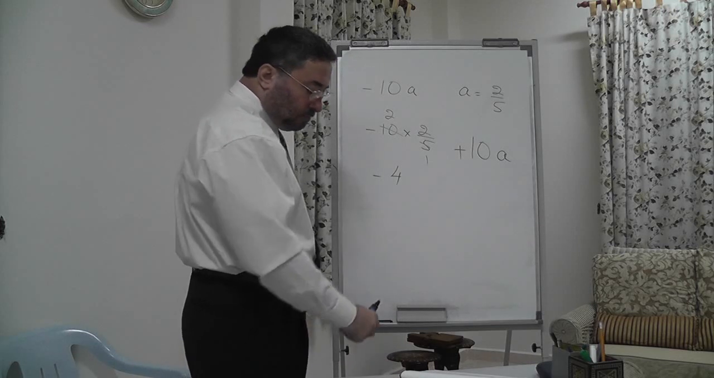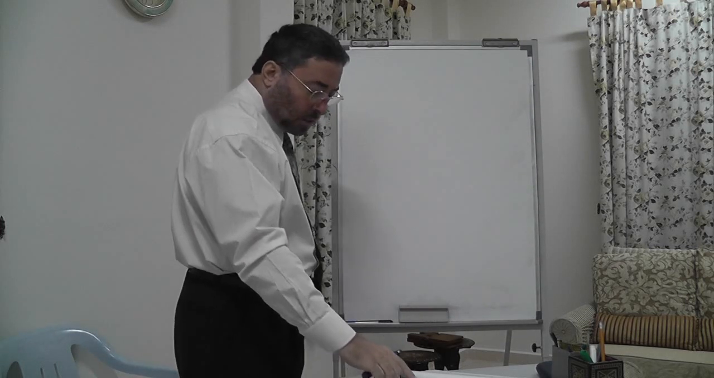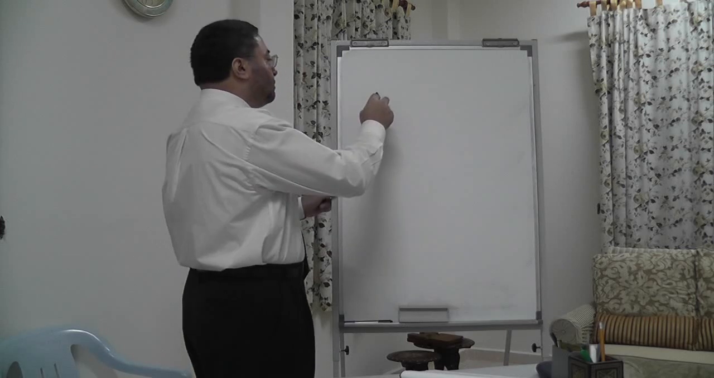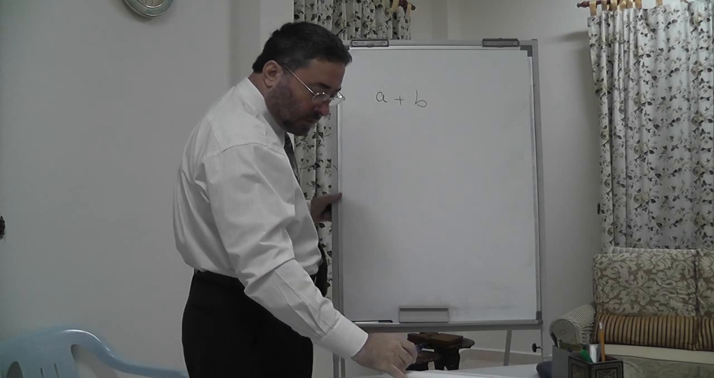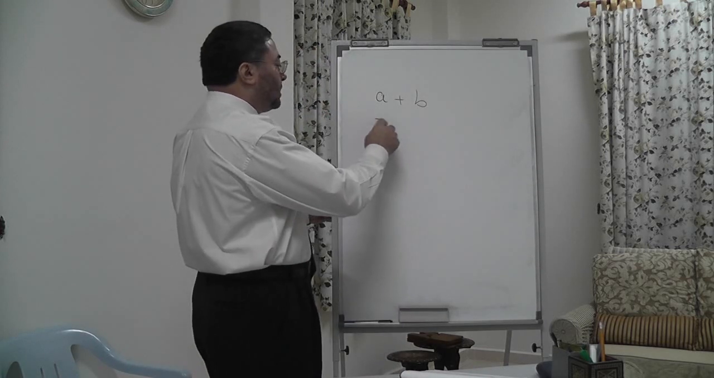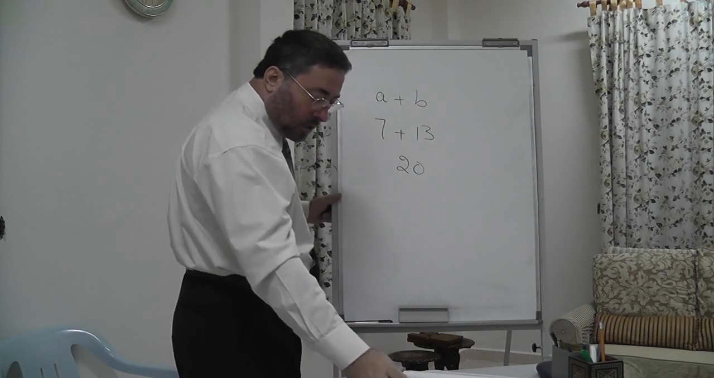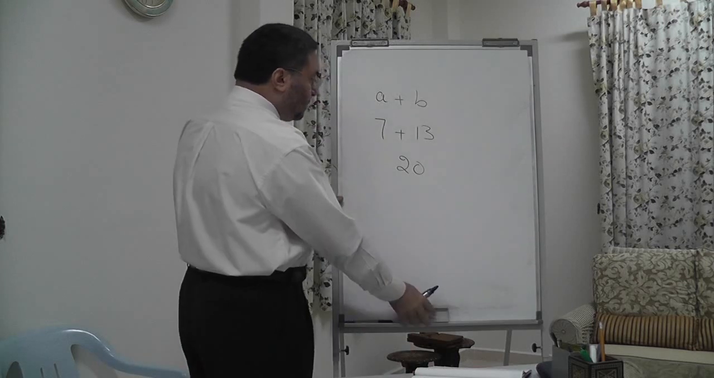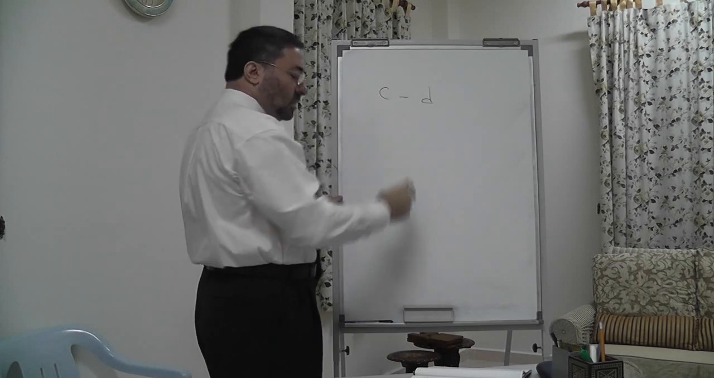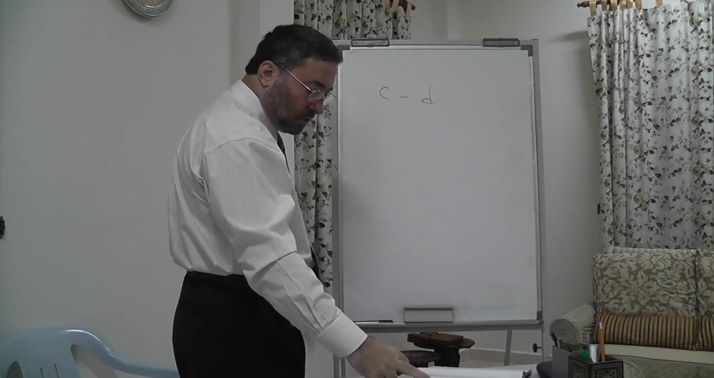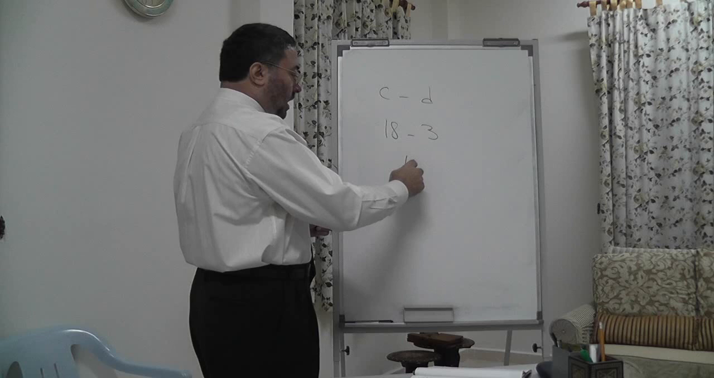Written exercises, evaluate again. Number 5, a plus b, for a equals 7 and b equals 13. So we replace a with 7 and b with 13, and the answer is 20. Number 7, c minus d. Here we are evaluating this expression for c equals 18 and d equals 3, and the answer is 15.